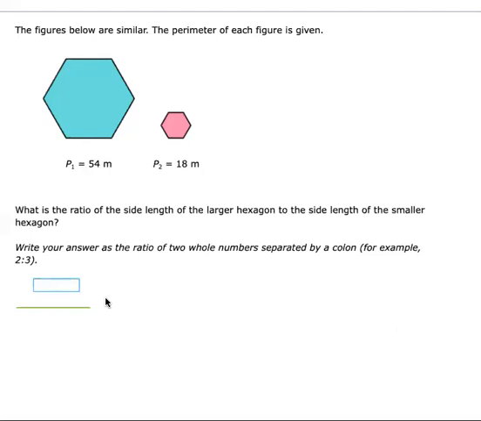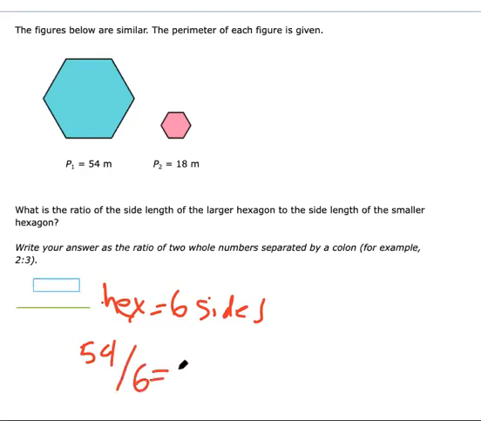All right, so let's find the length of each side of each figure. This first one is a hexagon again, hex equals 6 sides. So that means 54 is going to be divided by 6. That's going to be 9. And then this other figure is going to be 18, also a hexagon, so it's going to be divided by 6. And that is going to give me 3.